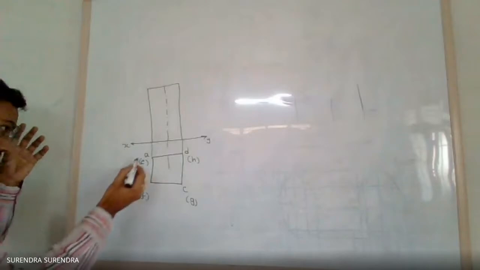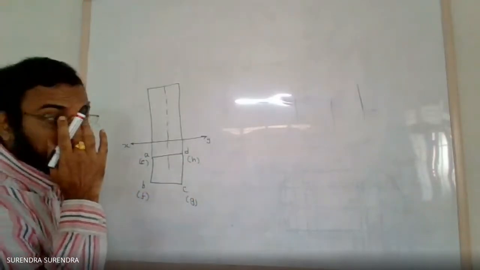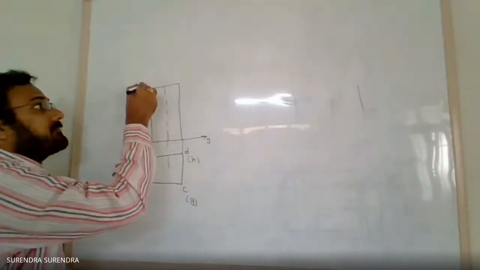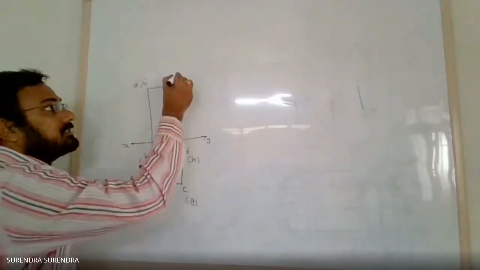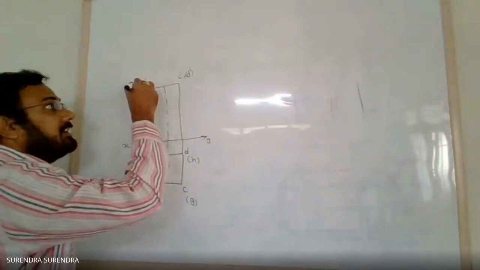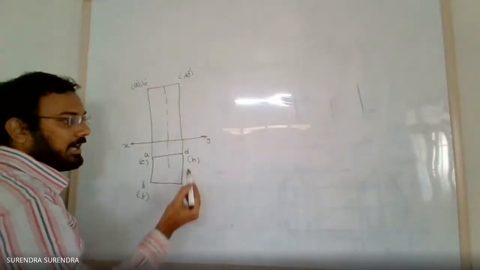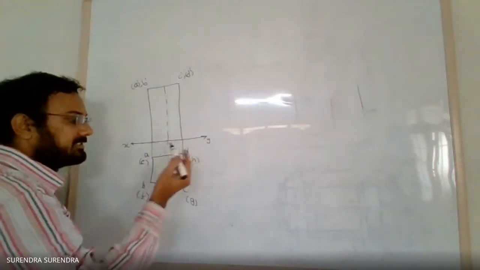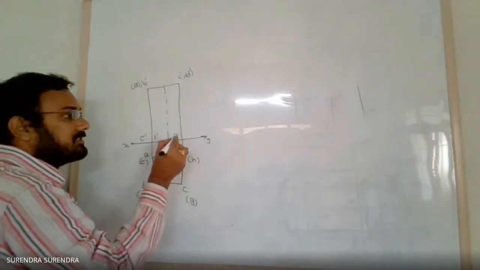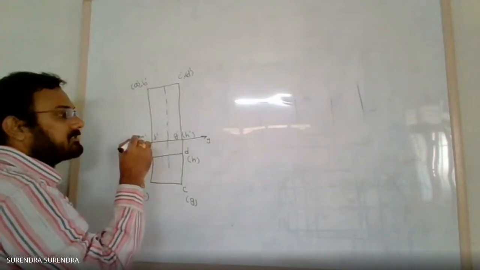Now we have represented A, B, C, D as visible points in top view. So A, B, C, D are on the top base. A dash, B dash, C dash, D dash. D and A are hiding. Similarly, E, F, G, H hiding points in top view are on the base. E dash, F dash, G dash, and H dash.